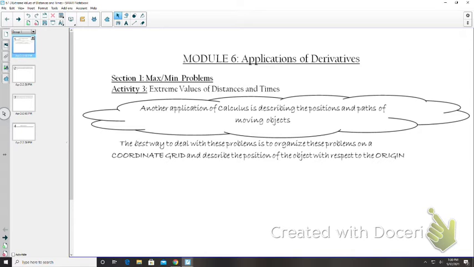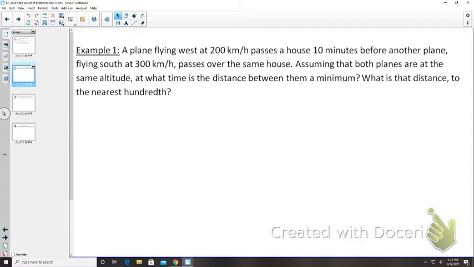Okay? So let's get into this. Just a note here: another application of calculus is describing the positions and paths of moving objects. The best way to deal with these problems is to organize them on a coordinate grid and describe the position of the object with respect to the origin. So this is the kind of tricky word problem. There's a house here. This was the tricky word problem that I was talking about.